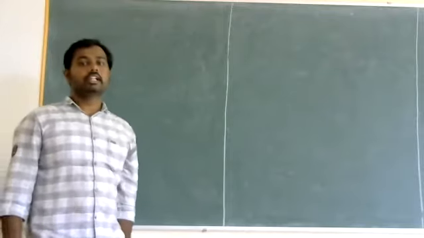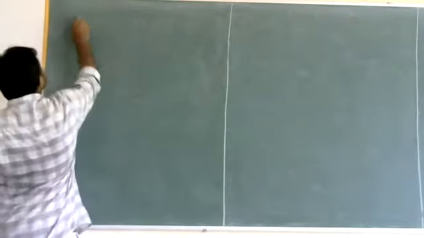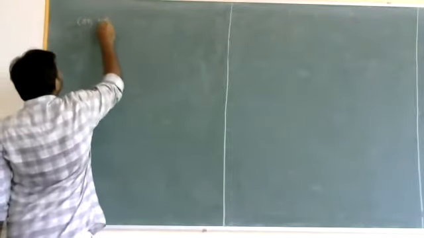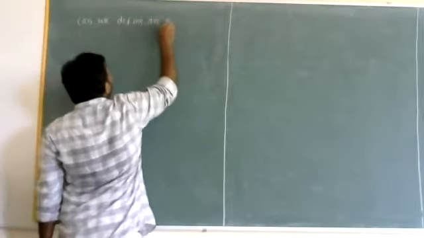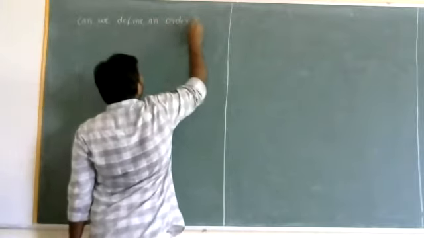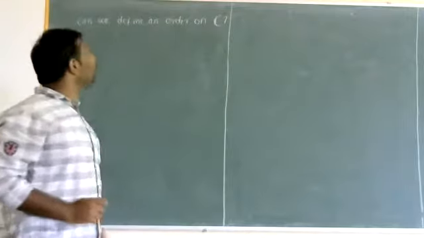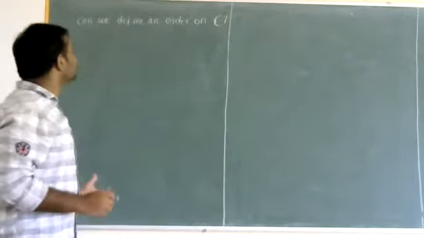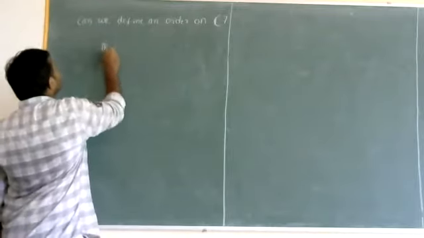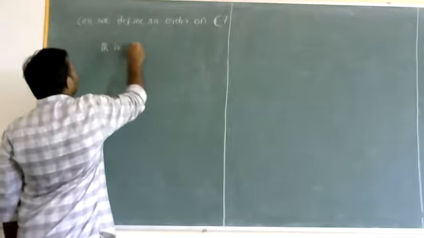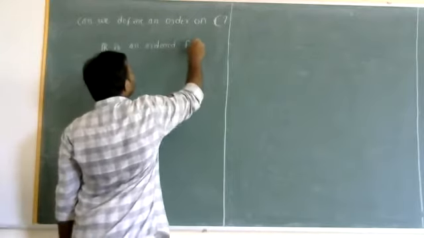In this session, we shall discuss the question: can we define an order on C? Can we define an order on C? So the initial theory we know is that R is an ordered field.